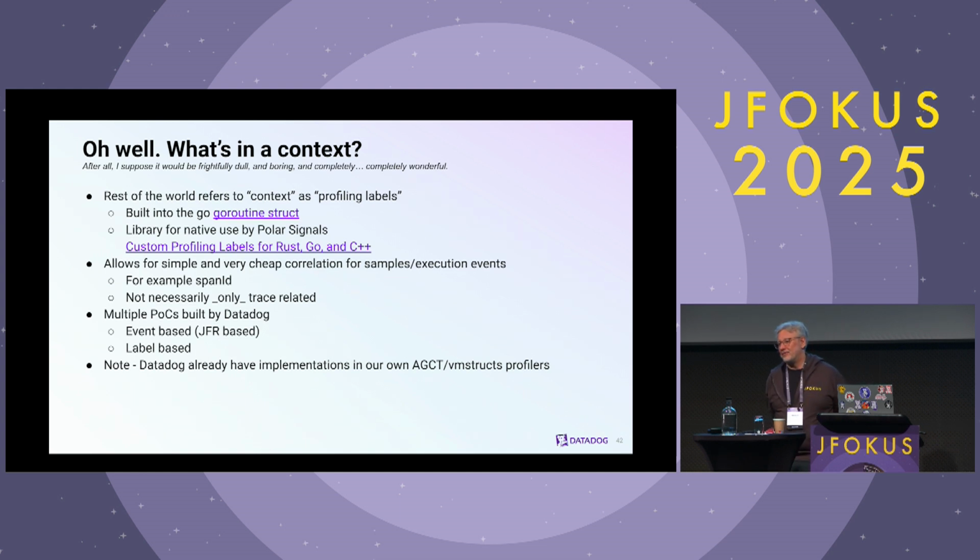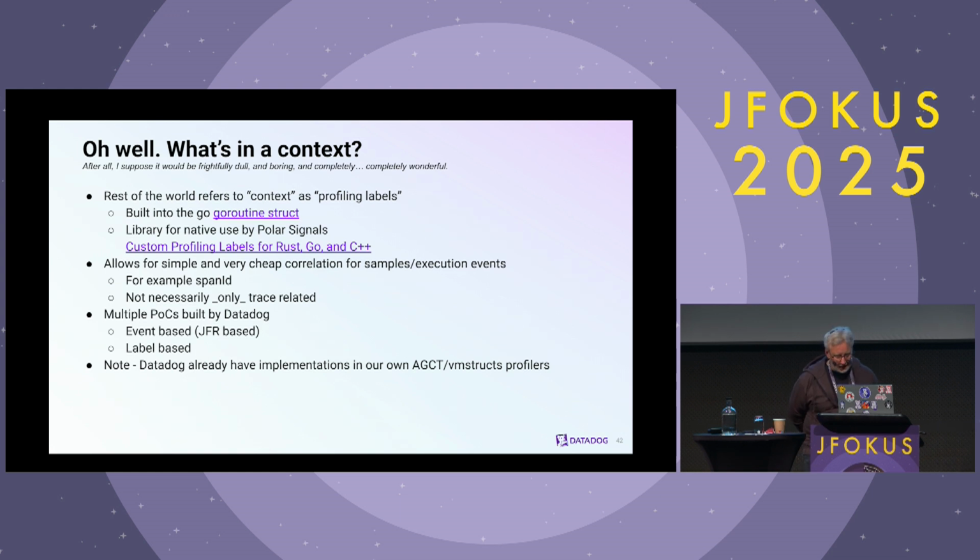For Go, it's actually built in as a first-class citizen in the goroutine struct, which is very, very good, very nice. We don't have something similar for the JVM. There is a library that recently came out by Polar Signals that is providing custom profiling labels for Rust, Go, and C++. Of course, for Go, they don't need to do much because it's already there. But this is becoming a thing because people are realizing how very useful this is. Of course, as we've been talking about, this allows for very simple and very cheap correlation between the events and something else. It can be span ID, trace ID, right? It can be something from tracing, but it doesn't have to be. You can use custom context to do very funny things. And if you want to know more about that, you can approach me afterwards and I can demo some crazy things we're doing internally at Datadog.